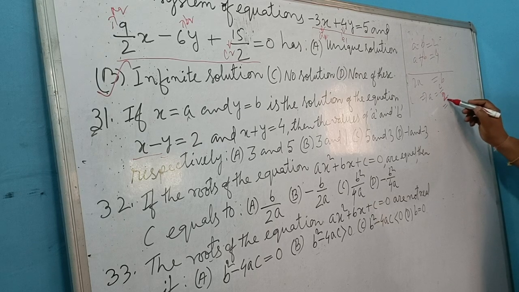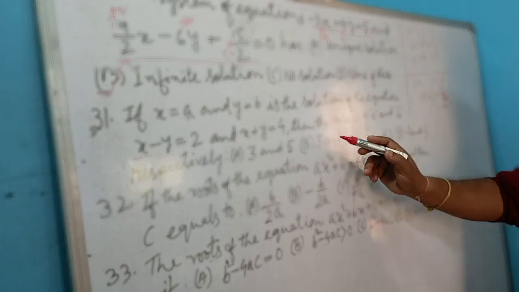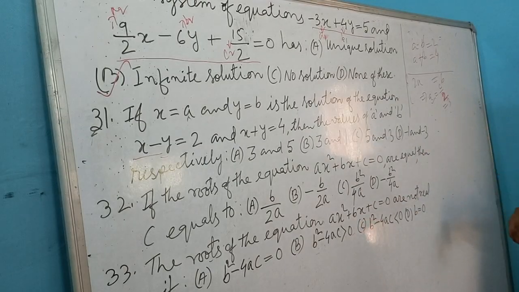So 6 divided by 2 is 3. So that means the value of A you are getting is 3. Now you see the value of A is 3. In which option is it present? Here, here. That means only in these two cases. So either of these two, one may be the answer.